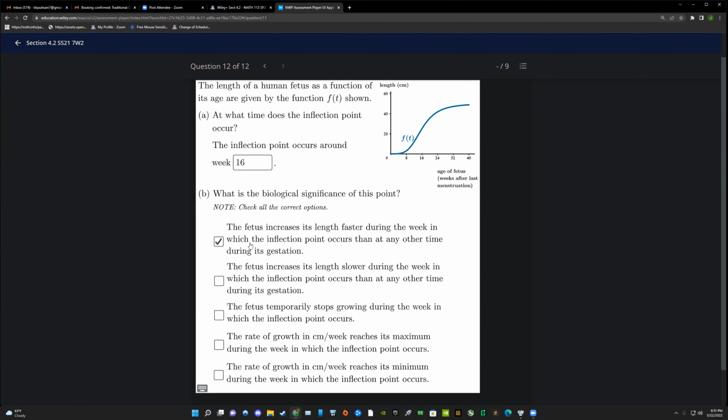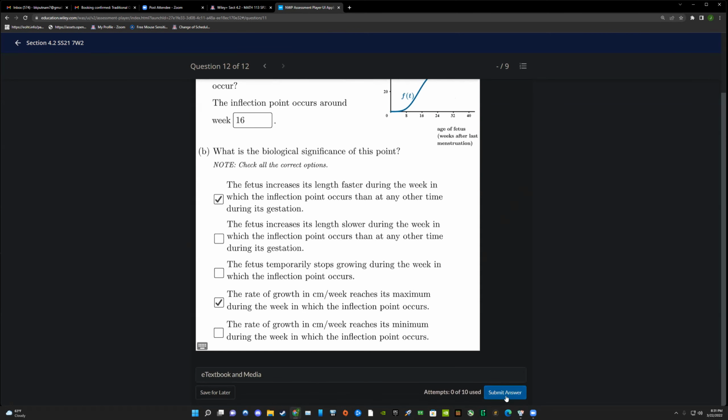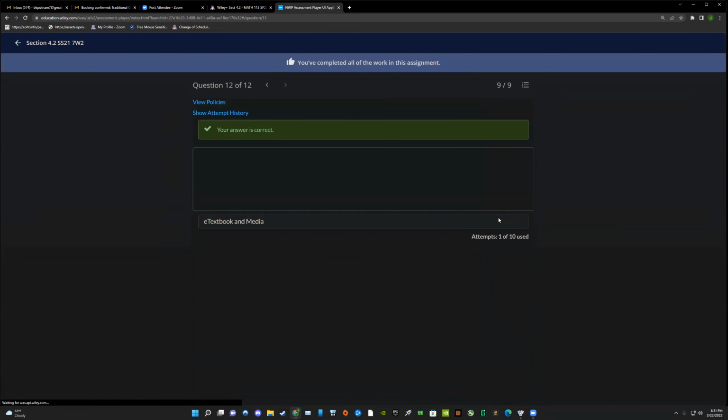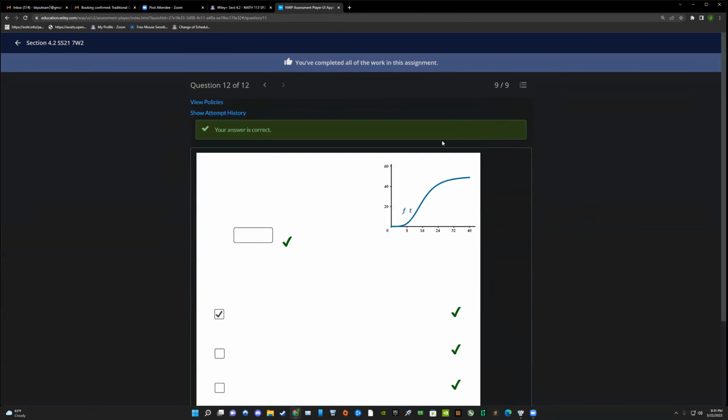Rate of growth, which I would tend to say means that B is not true. C is not true, and then we have to choose between the last two. Its growth is a maximum at the inflection point. That's when it's actually growing the fastest. So all right.